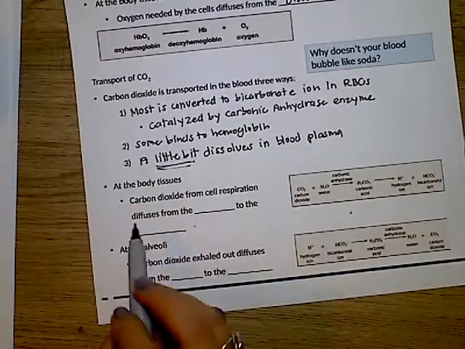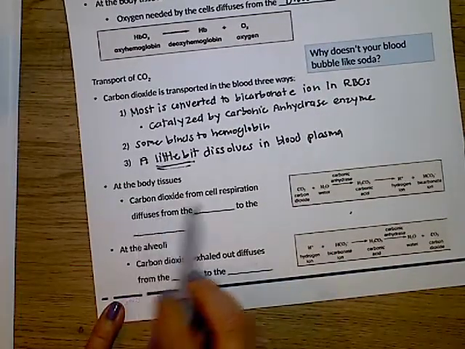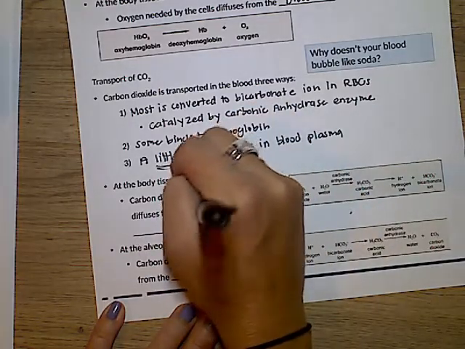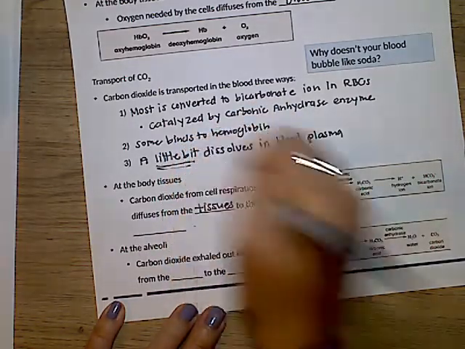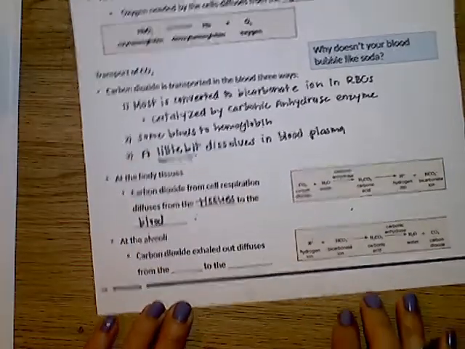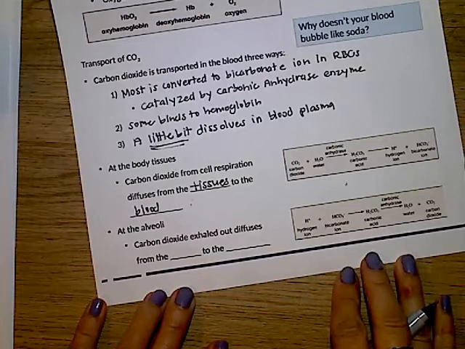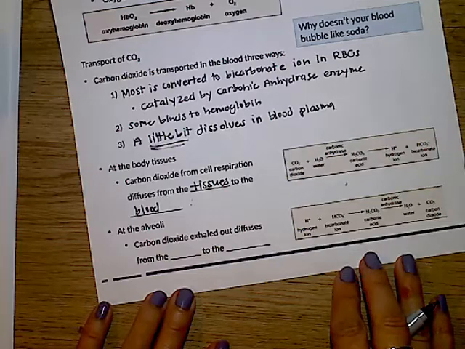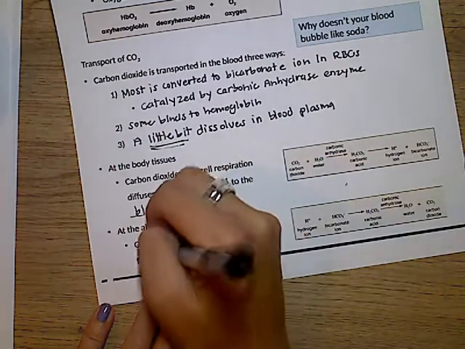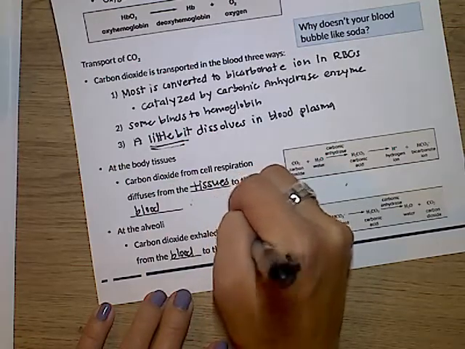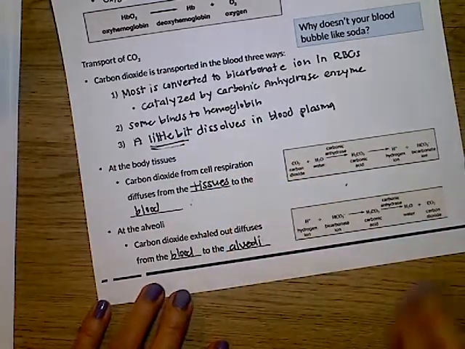And at the body tissues, carbon dioxide from cellular respiration diffuses from the tissues to the blood. And then in the lungs, at the alveoli, the carbon dioxide diffuses from the blood to the alveoli, so you can breathe it out.